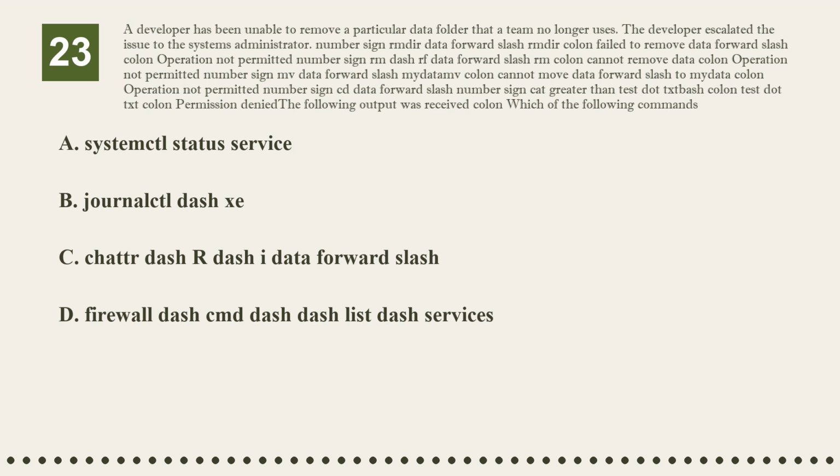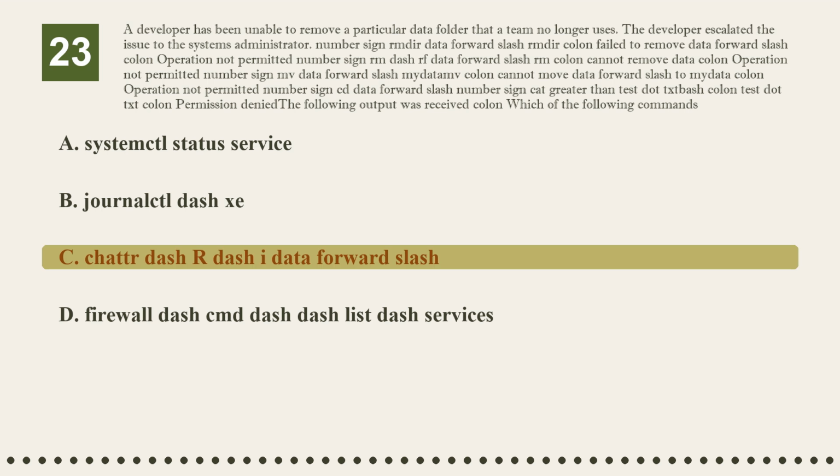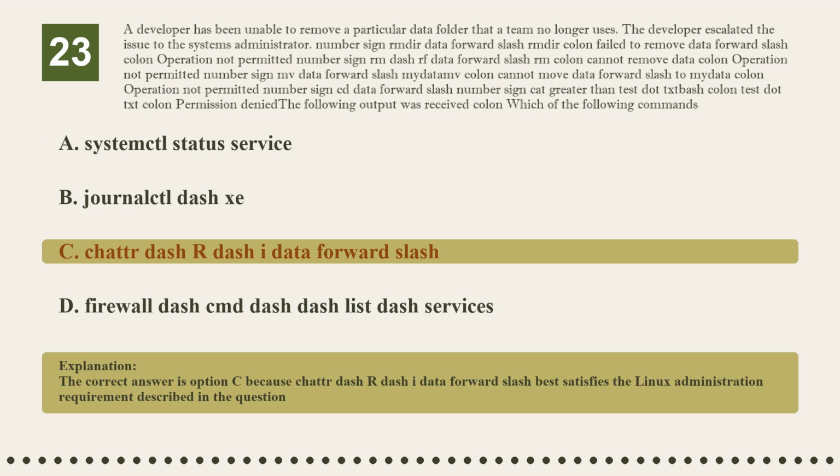Option A, system-status service. Option B, journal-exe. Option C, chattr-R-i data/. Option D, firewall-cmd-list-services. The correct answer is option C, chattr-R-i data/. The correct answer is option C because chattr-R-i data/ best satisfies the Linux administration requirement described in the question.